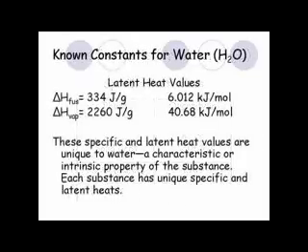A couple other of the known constants for water that are very useful to us are the latent heat values. The latent heat of fusion, or delta H FUS, is 334 joules per gram, or 6.012 kilojoules per mole. The latent heat of vaporization is 2260 joules per gram, or 40.68 kilojoules per mole. These specific and latent heat values are unique to water. These are characteristic or intrinsic properties of the substance. This means that each substance that we will examine has a unique specific and latent heat value associated with it. This can actually be used to identify substances.